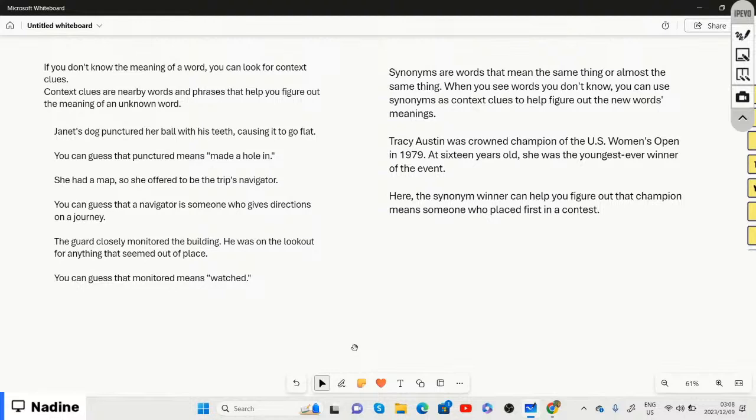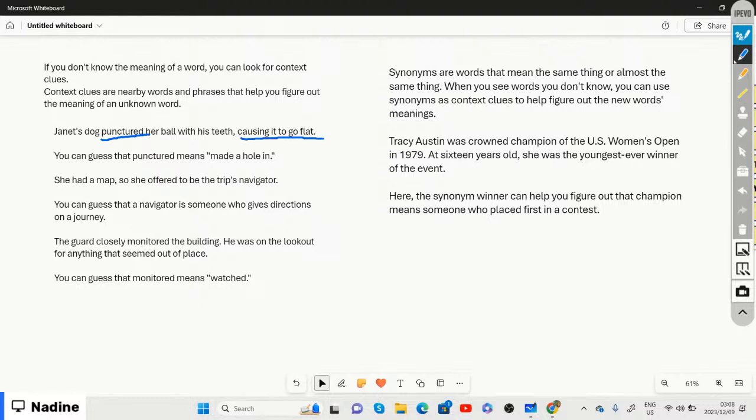Which means that if we look at the word punctured, and they're saying causing it to go flat, then we can at least assume, or we can guess, that the word puncture means to make a hole, because if there's no hole, then it won't go flat, which means that if there's a hole, then it will cause the ball to go flat.